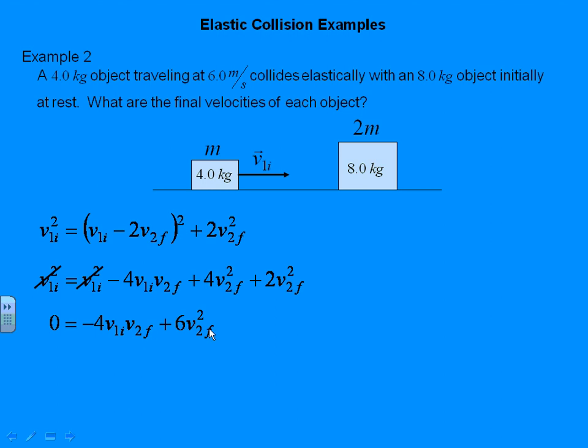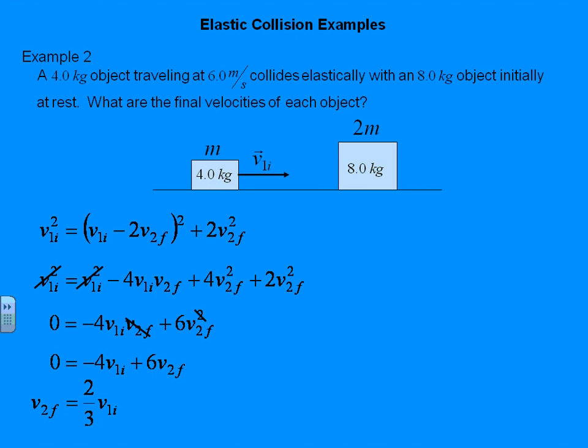Notice we have a v2f in both terms. Since we have a 0 over here, we can divide through and cancel one of them out. Or if you want to get a little more technical with your algebra, you could factor out the v2f, and that means v2f is either 0 or these things are 0. So one way or the other with the algebra. And now we just need to solve for v2f. Add the v1i to the left-hand side and divide by 6, and you get v2f is 2/3 v1i.